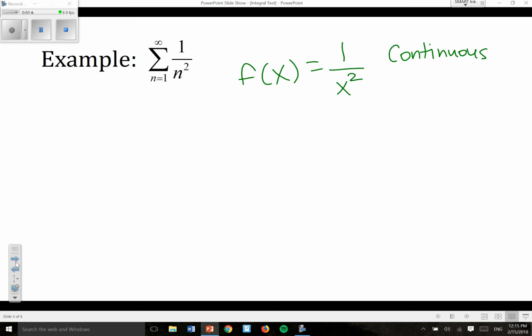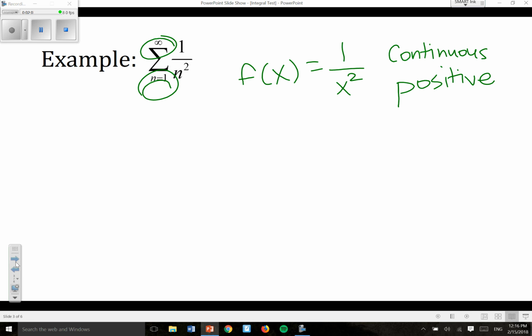Immediately a red flag should go off. 1 over x squared is definitely not continuous for all numbers. It's discontinuous at 0. But we're only looking between 1 and infinity. So between 1 and infinity doesn't include 0, and it is continuous on the values that we're looking at. So it's continuous.